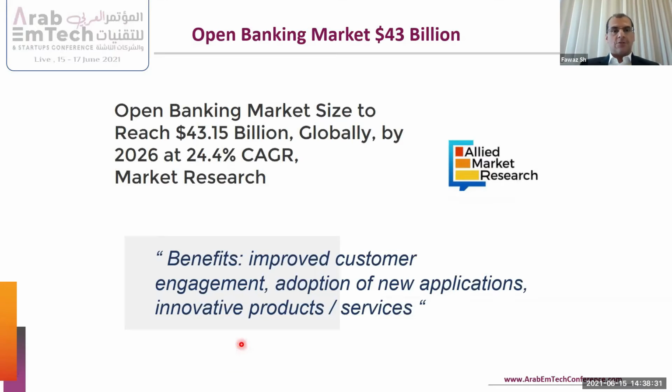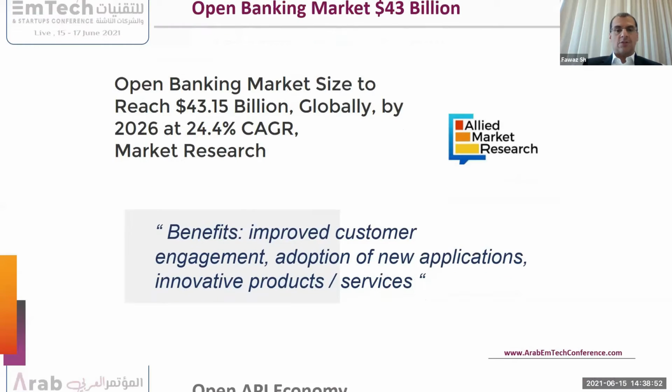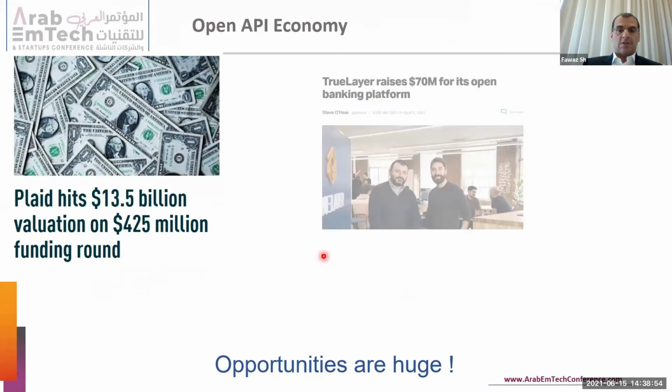So this is an interesting statistic published by Allied Market Research. Open banking market size is to reach 43 billion globally by 2026. This just shows you the size and the magnitude of this industry. The benefits are improved customer engagement, adoption of new applications, and innovative products and services for your end customers. So you can just imagine how huge this industry is.